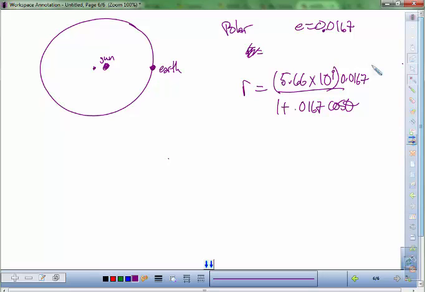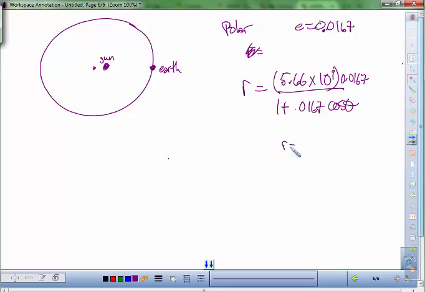Okay. So this is your equation for what was it again? The path of the Earth going around the sun in polar form. So let's do this. Let's write this in parametric form. Do you remember how to write a polar function in parametric form? Right?